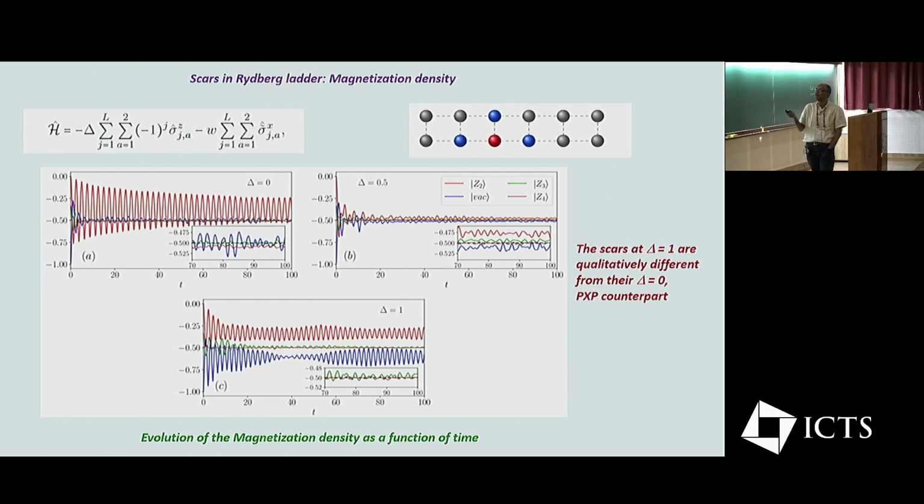When we keep increasing delta, this oscillation dies, and around delta equal to 0.5, everything follows ETH. However, the oscillations reappear once you go to delta equal to 1. And here, both the Z2 and the vacuum states show steady oscillation. That's the first indication that the scars at delta equal to 1 are completely different from their delta equal to 0 counterpart, because they have an overlap with the vacuum state as well. Notice that the vacuum state shows a subthermal average value, whereas the Z2 state shows a superthermal average value. So the evolution of the magnetization density as a function of time gives you this first indication.